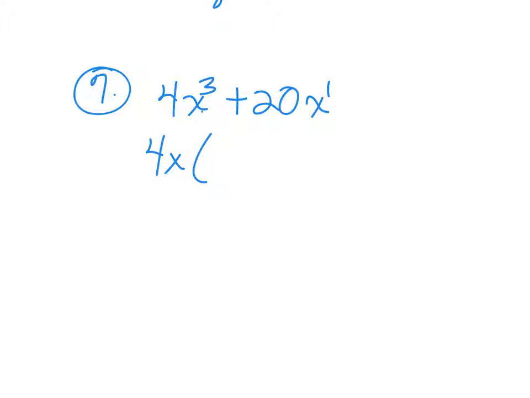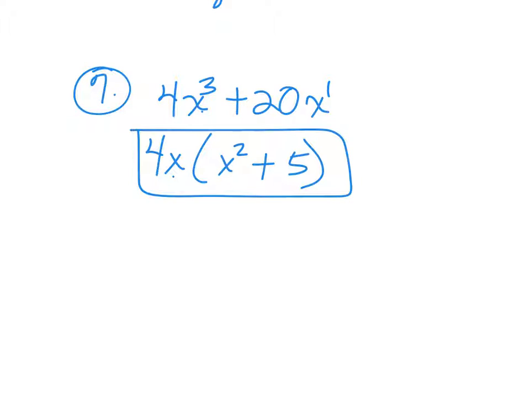Four x cubed divided by 4x will leave x squared. 20x divided by 4x would leave 5. So you have 4x times the quantity x squared plus 5. That's not too bad, is it?